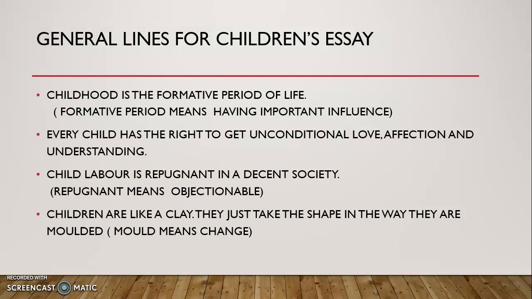Next line is child labor is repugnant in a decent society. So child labor ਕੀ ਆ, repugnant ਆ in decent society means objectionable ਆ in a decent society. Next line is children are like a clay. They just take the shape in the way they are molded. ਬੱਚੇ ਕਲੇ ਦੀ ਤਰ੍ਹਾਂ ਹੁੰਦੇ ਨੇ ਔਰ ਉਹਨਾਂ ਨੂੰ ਜੋ ਵੀ ਸ਼ੇਪ ਉਹਨਾਂ ਦੇ ਪੇਰੈਂਟਸ ਟੀਚਰ ਦੇਣਾ ਚਾਹਣ ਦੇ ਸਕਦੇ ਨੇ. ਸੋ ਇਹ ਵੀ ਇੱਕ ਕਾਮਨ ਲਾਈਨ ਆ ਤੁਸੀਂ ਯੂਜ਼ ਕਰ ਸਕਦੇ ਹੋ ਕਾਫੀ ਐਸੇਸ ਦੇ ਵਿੱਚ.